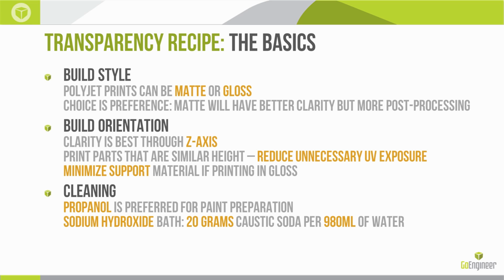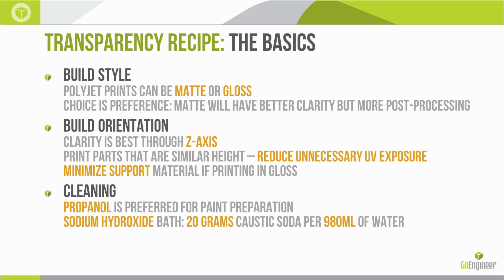So the issue here is unnecessary or excessive UV exposure. If we have both short parts and tall parts being printed at the same time, the short parts are going to finish fairly quickly, but they're still going to be getting hit with that UV radiation or UV light to cure the taller parts. And that additional UV exposure causes it to cure more, and that causes it to actually tint more. They'll have a more yellowish tint. So I would recommend, if you have an assembly with both short and tall parts, and you're trying to make them transparent, print them in 2 separate build trays.